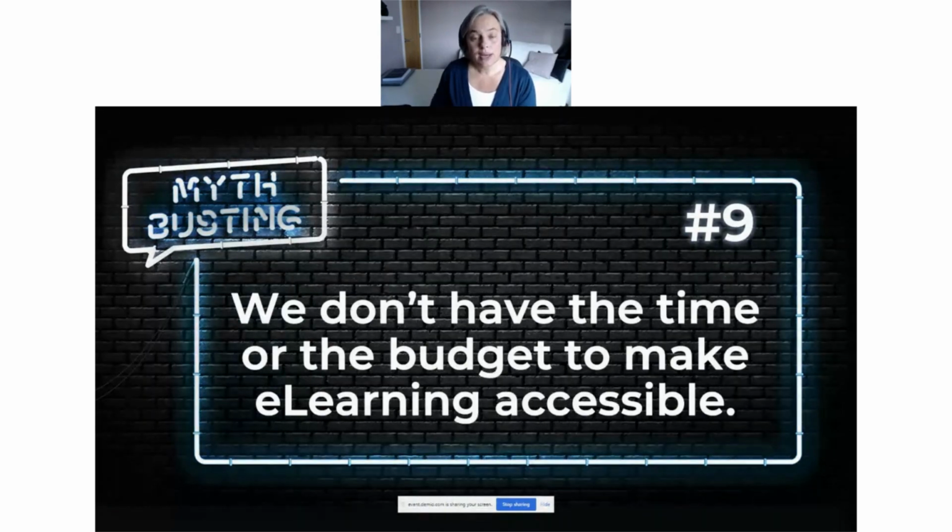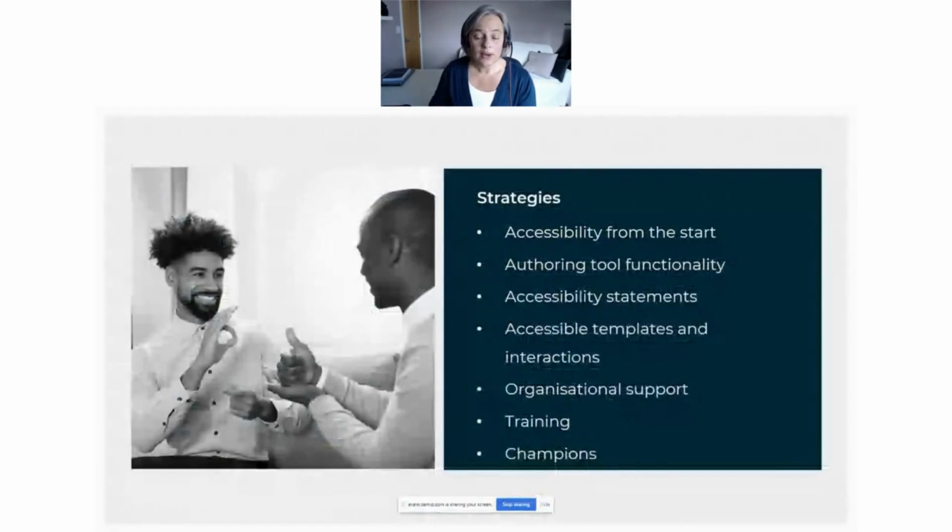Now, while I think it's really important to be clear that accessibility does take commitment and it does take extra time, particularly when people are new to it, there are actually many strategies which can help organizations to make accessibility less time consuming and less costly. So we don't have time to go into them in great detail now, but we'll have a look at some of the key ones. So I'll just run through them.